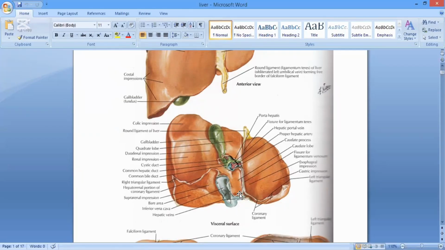So these two lobes are, anatomically, parts of the right lobe of the liver. Okay.